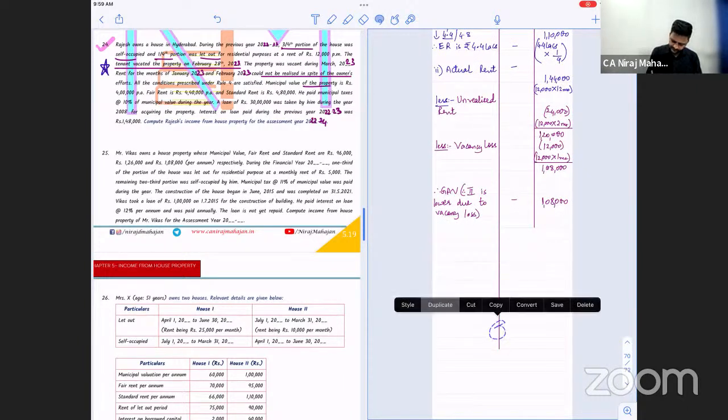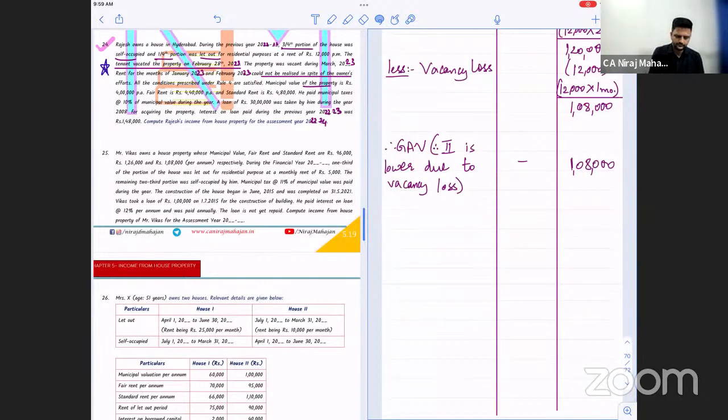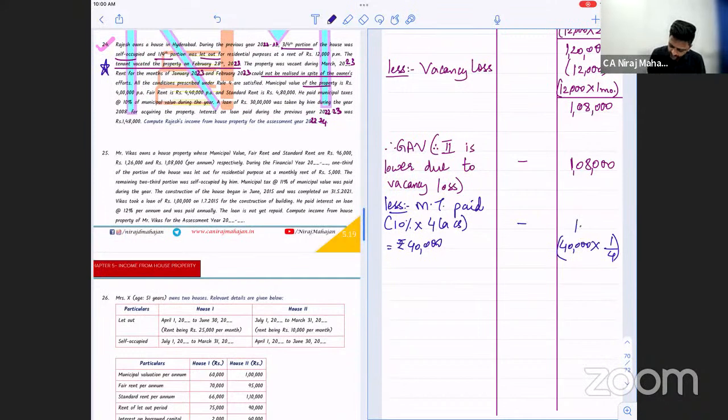Next, what we have to do? Let's do municipal taxes paid. How much is paid? 10% of municipal valuation. No, again, other adjustment also. Municipal valuation is 4 lakhs. So for the property, it is 40,000. Now we'll again apportion it. Everything is apportioned, no? So 10,000 here we have to reduce. Simple. That is your NAV.